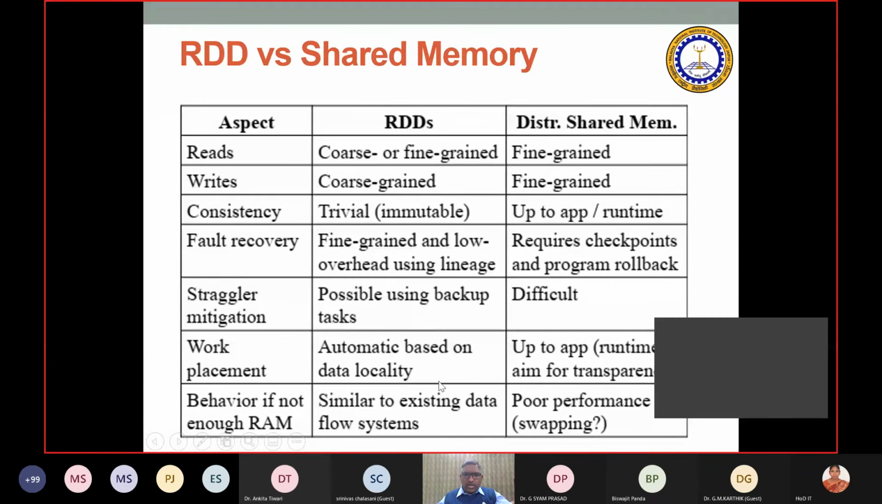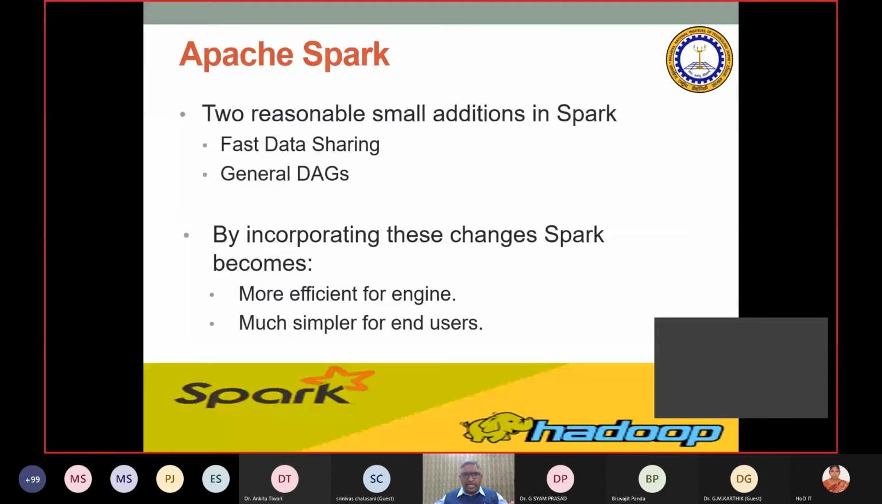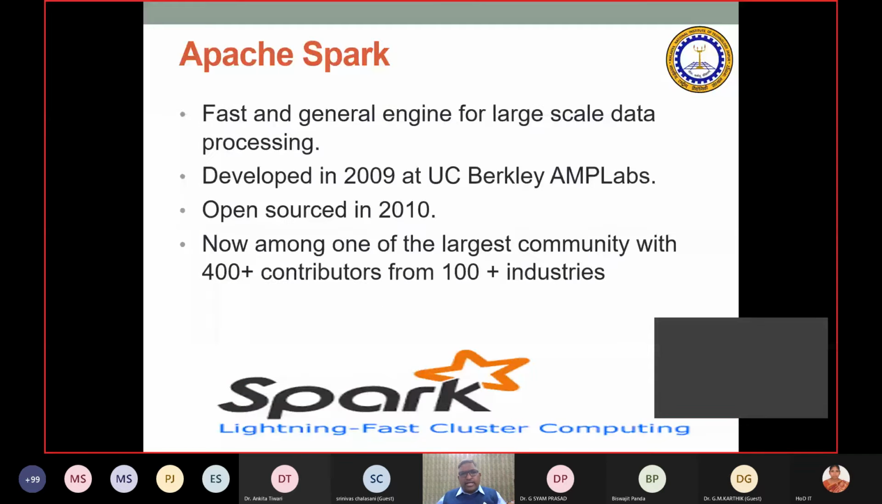The behavior, if there is not enough RAM, is poor performance, because a lot of times the RAM is not sufficient, so data is swapped. But if you keep the memory sufficient, you can have something similar to existing data flow systems, where the data flow can be managed very easily, right? Two reasonable additions: fast data sharing can be done, and general distributed acyclic graphs can be created, right? So these changes are done. It becomes a more efficient engine, and it is simple for end users.